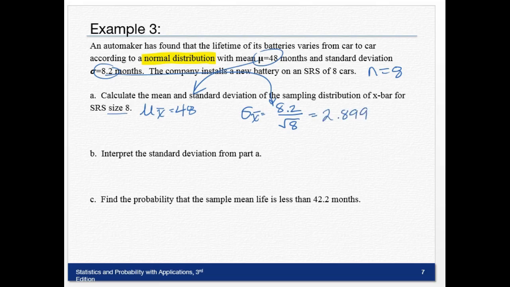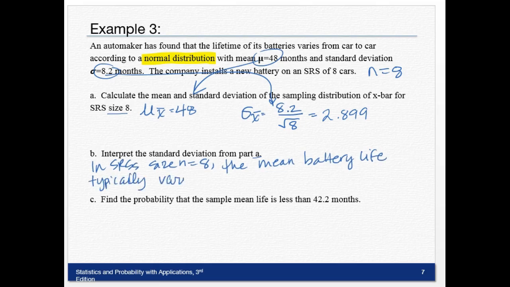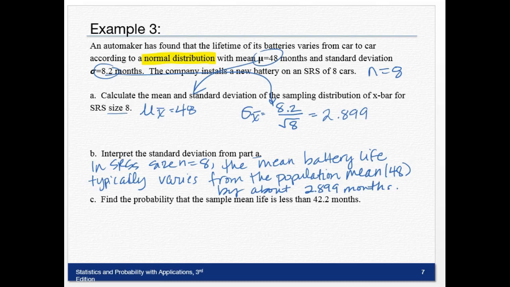All right, now it says to interpret the standard deviation from part A. So this kind of goes back to the previous question. So we would say in simple random samples of size n equals 8, the mean battery life typically varies from the population mean, which was 48, by about 2.899 months. Or you could say 2.9 months, that's fine. All right, so we've interpreted our standard deviation.